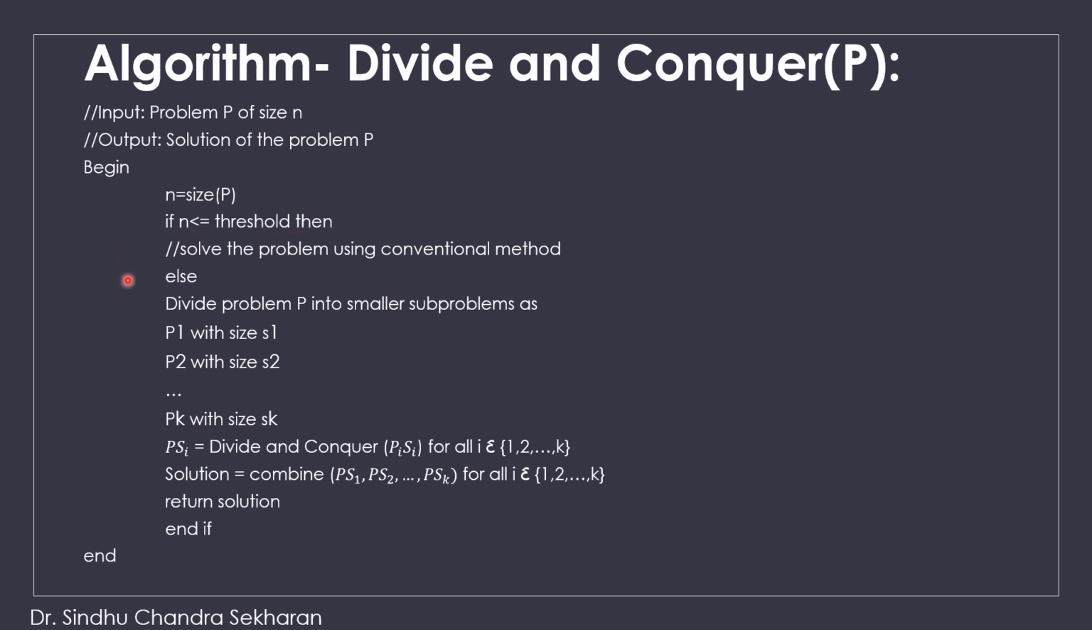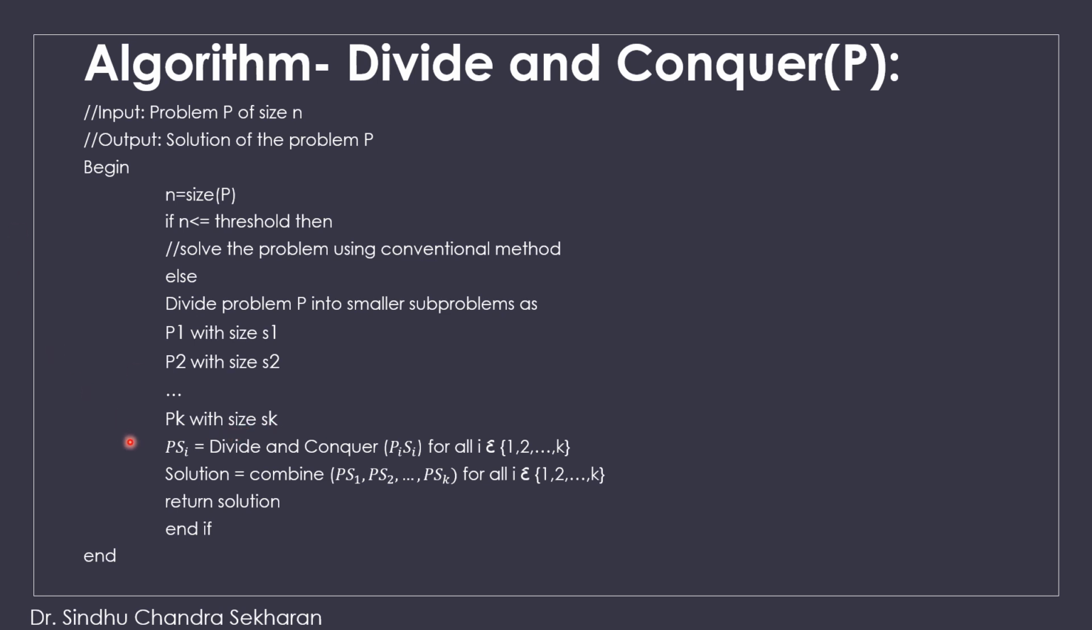Now if the value is greater than the threshold, then I go for dividing the problem into smaller subproblems. So here I'm dividing the problem into k number of subproblems. P1 is one part, P2 is another part. Similarly, into k number of parts, I'm splitting the problem. It's not always the same. I'm not going to divide the problem into two halves always. It can be different. So each sub-problem can be of varying sizes. So here it is S1, S2 till Sk.